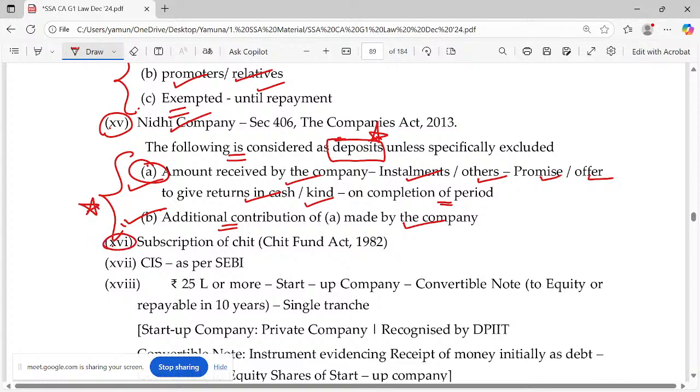Rule 16, sub-rule 16: subscription of chit funds. Under the Chit Funds Act, a chit fund company is started, and you subscribe, you put in money. So it will not be considered as deposit. Then you have this scheme called collective investment scheme. If the scheme is not regulated by SEBI, it will be treated as deposit.